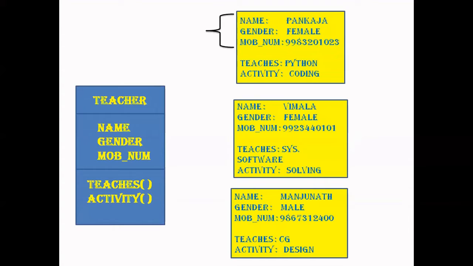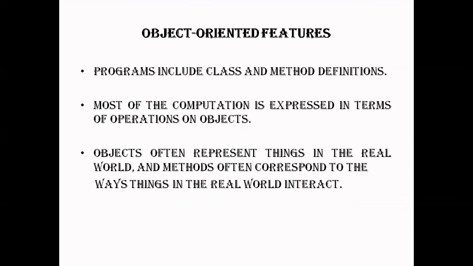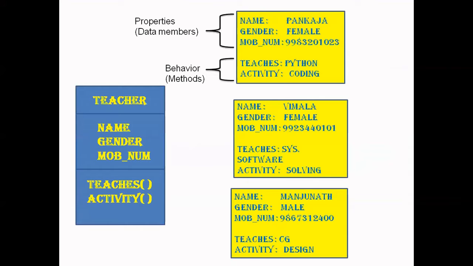Now we already know what data members are. So what is behavior? Now if you see, I think by now you have got a clear picture of what is teacher, what is a class diagram, and what is class, objects, and instantiation or instance, right? Now we will go to a very important topic. We should know what the object oriented features are.